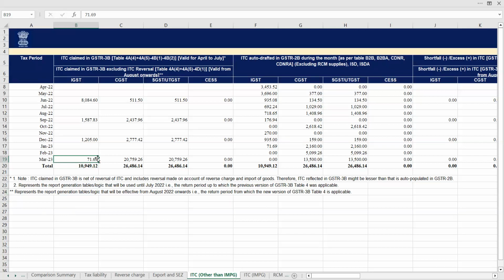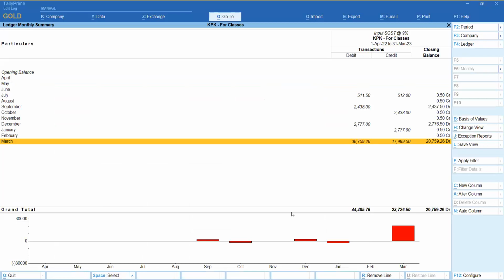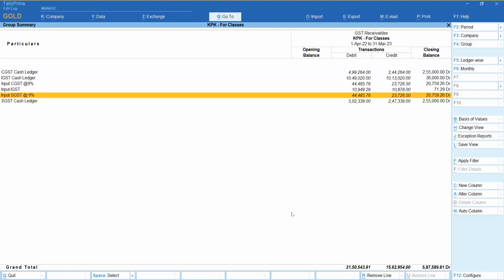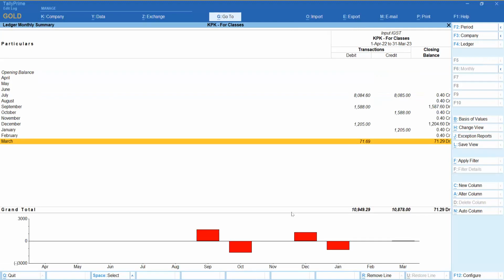You see here 72 rupees, 20,759, 20,759. That means he is telling that there is a closing balance of his input credit in his books of accounts as on 31st March 23, IGST to the extent of which he is eligible. IGST to the extent of 72 rupees, CGST, SGST 20,759. So I have set my entries to match that. Okay, 20,759, CGST, SGST, and IGST, if you see, 72 rupees.